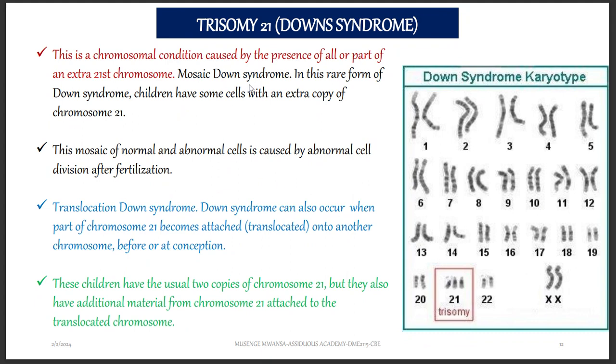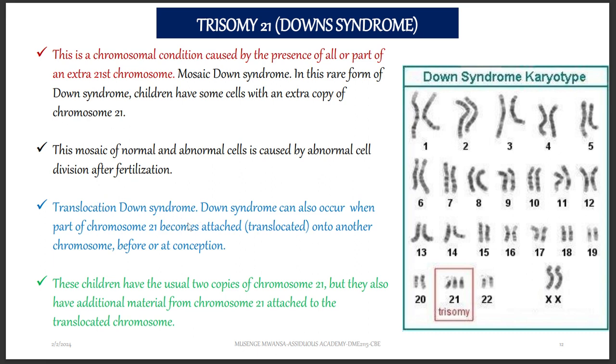Then you have mosaic Down syndrome. In this rare form of Down syndrome, children will have some cells with an extra copy of chromosome 21, as you can see here. This mosaic of normal and abnormal cells is caused by abnormal cell division happening after fertilization. So after fertilization, the cells could not divide, and so you ended up with a trisomy.